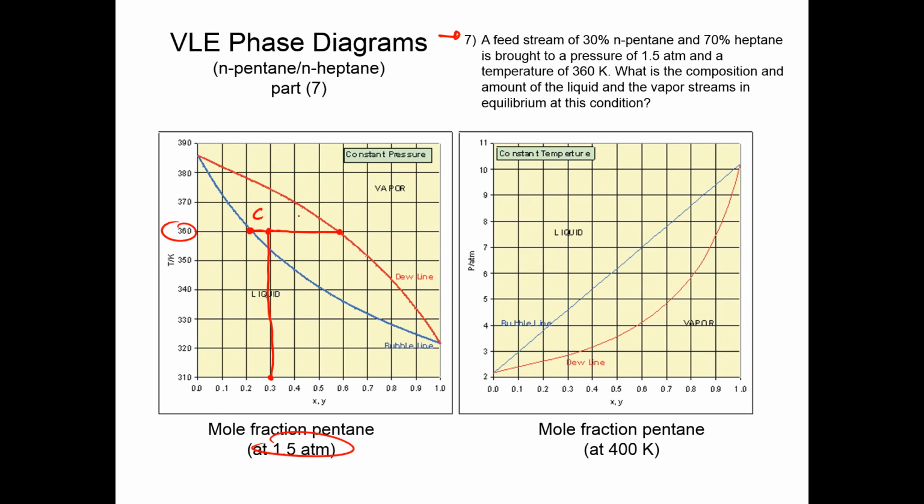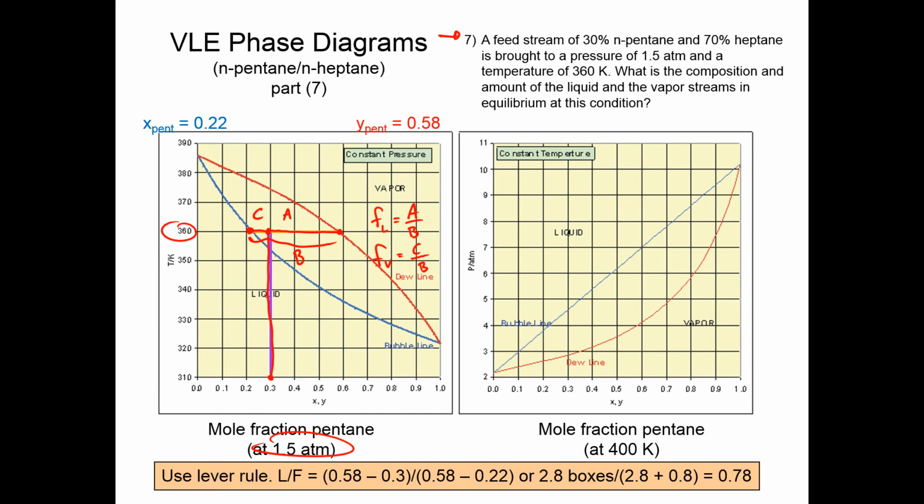And if I just label this C and this A, and then the total one is going to be B, then the fraction of the liquid is going to be A divided by B. And then the fraction of the vapor is going to be C divided by B. Or B is equal to C plus A. So that's how we use the lever rule to determine how much liquid and vapor are going to be there. So we had about 78% liquid in this case.